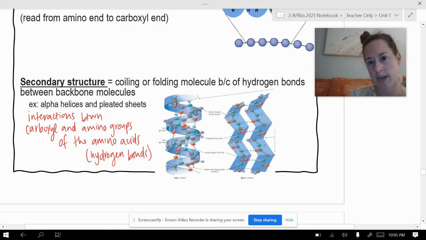Also, I think this is probably clear, but the hydrogen bonds are happening between non-adjacent amino acids because they're already covalently bonded if they're adjacent. So it's going across, or it's going up and down. If it's twisted up like a spiral staircase, they won't be actually next to each other. So that's secondary structure.